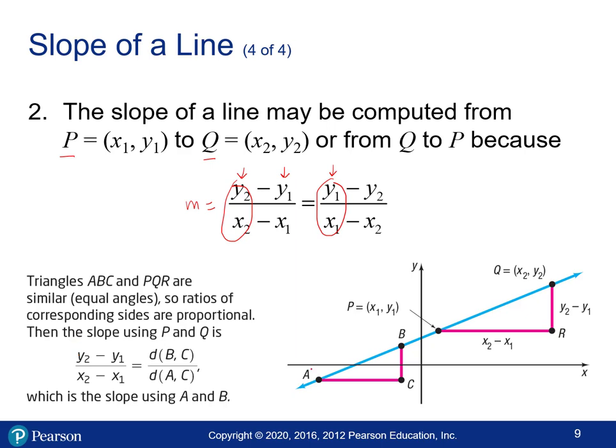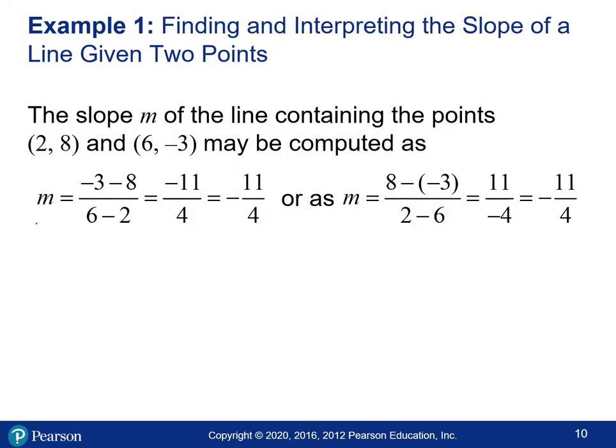And here's just an image for you for why that's going to work. It's because you have these triangles that are going to have the same ratio here. Okay, so we're ready for this example. We're going to be finding the slope of a line given 2 points, and we're going to do it twice just to show you you're going to get the same answer no matter which way you do this.